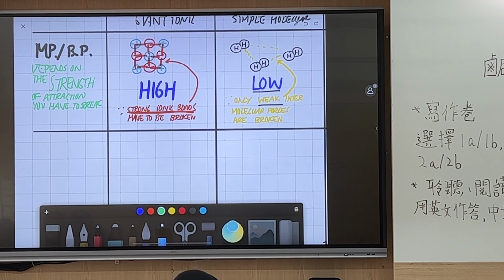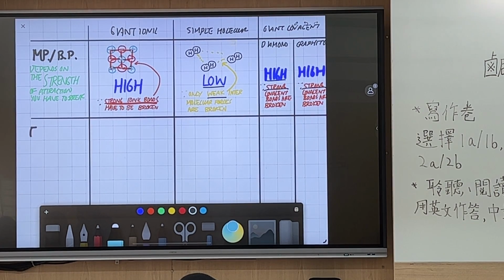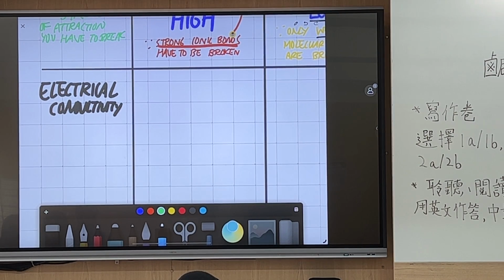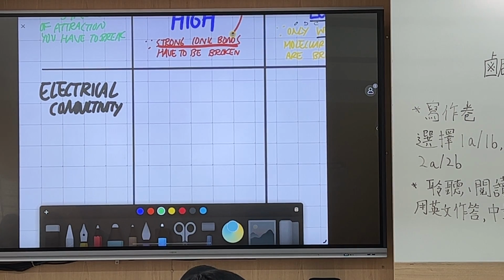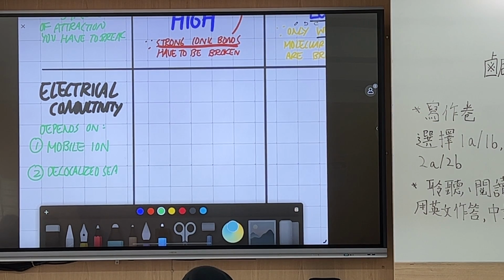And then we look at the electrical conductivity. We already discussed this for ionic structures. Electrical conductivity depends on the presence of what? Mobile ions and the delocalized sea of electrons. So it depends on number one, mobile ions. You just have to underline it because I already wrote it down for you. And number two, the delocalized sea of electrons.